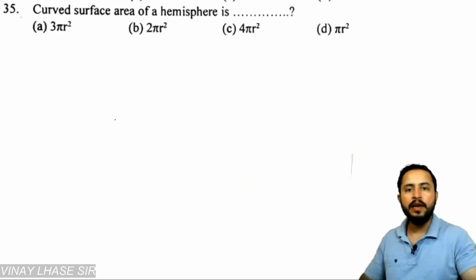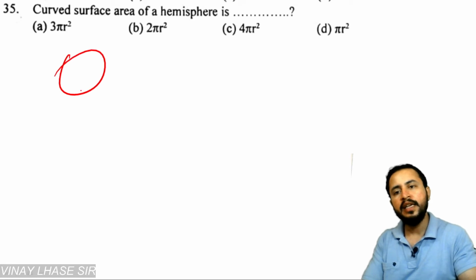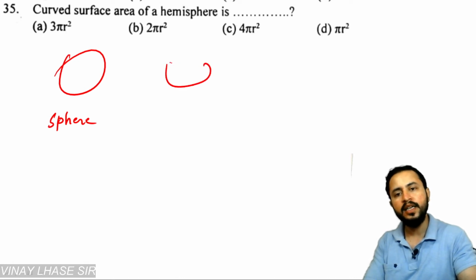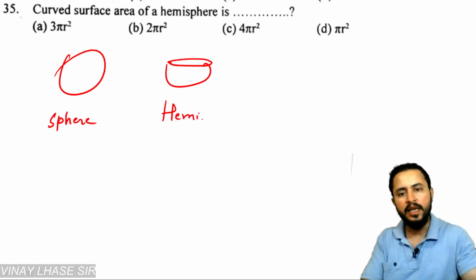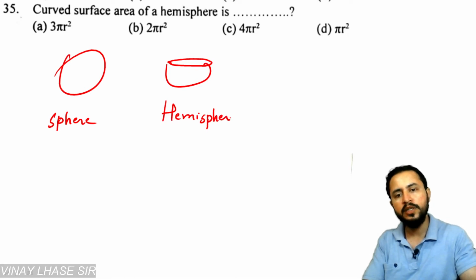Curved surface area of a hemisphere is what? Dekho, sphere ke liye kya hota hai? Ye hota hai sphere. Aur main ek side mein bana deta hu. Ye hai hamara hemisphere. Aadha sphere matlab isi ka kar diya aadha tukda. Okay, this is sphere and this is basically hemisphere. When a ball is cut half, it becomes hemisphere. Ya fir earth bol sakte ho aap.